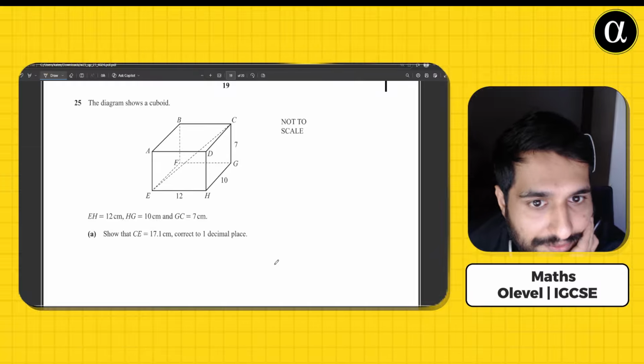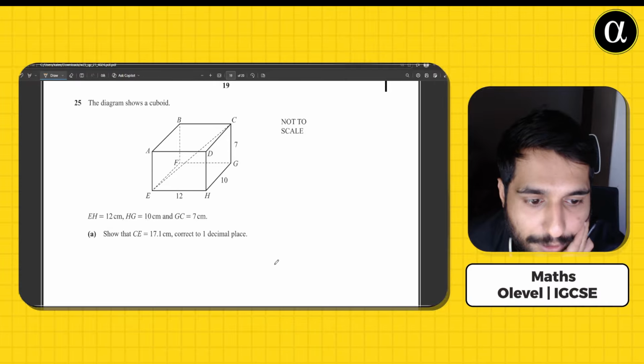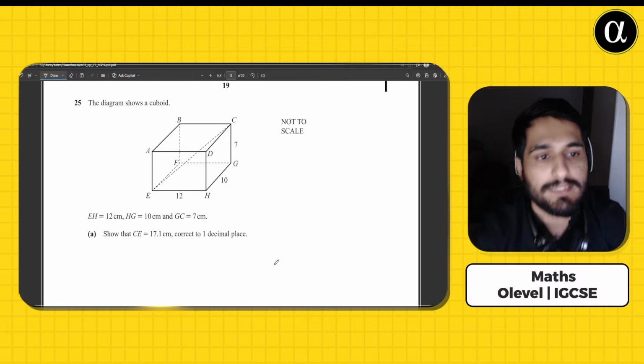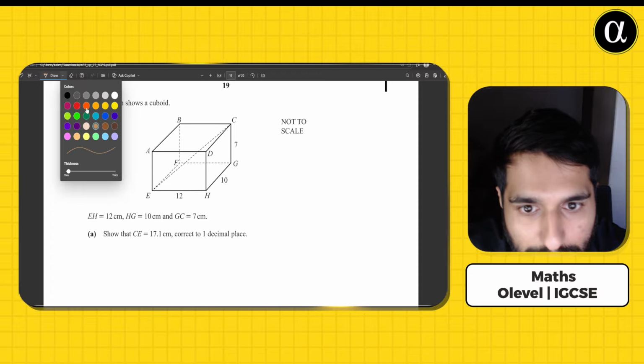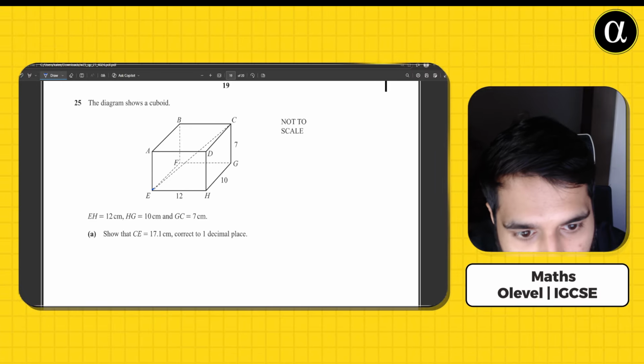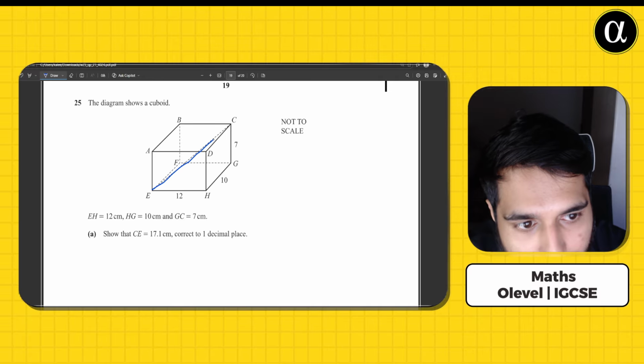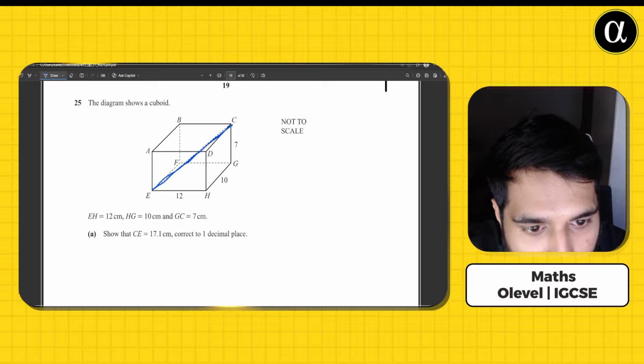Question 25 says the diagram shows a cuboid, and show that CE is equal to 17.1, correct to one decimal place. What is CE? This part is CE. Now how can we solve this CE over here? This CE is a concept of 3D trigonometry. Now this CE we need to find, and how can we find this?